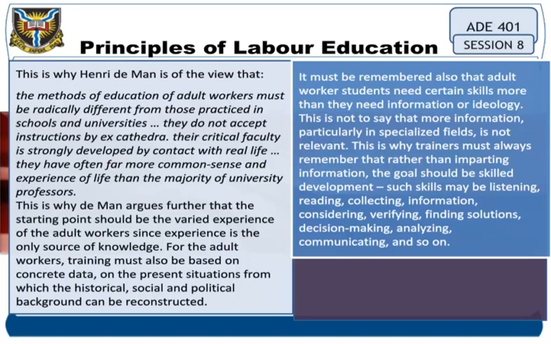For the adult workers, training must also be based on concrete data on the present situations from which the historical, social, and political background can be reconstructed. It must be remembered also that adult worker students need certain skills more than they need information or ideology. This is not to say that more information, particularly in specialized fields, is not relevant. This is why trainers must always remember that rather than imparting information, the goal should be skills development. Such skills may be listening, reading, collecting information, considering, verifying, finding solutions, decision making, analyzing, communicating, and so on.